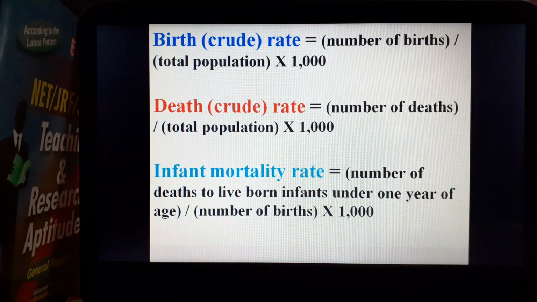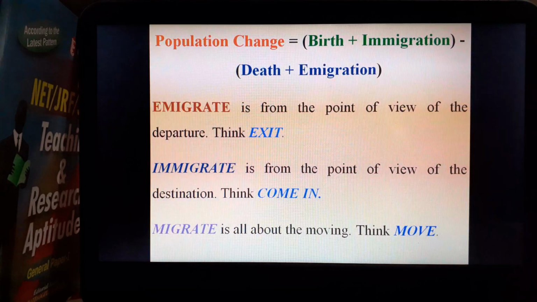Now coming to some important formulas which are used in population. What basically is birth rate? Birth rate is equal to number of births in a year divided by total population multiplied by 1000. What basically is death rate? Death rate is the number of deaths in a year divided by total population multiplied by 1000. And infant mortality rate is the number of deaths of live-born infants up to the age of 1 year divided by total number of births multiplied by 1000.